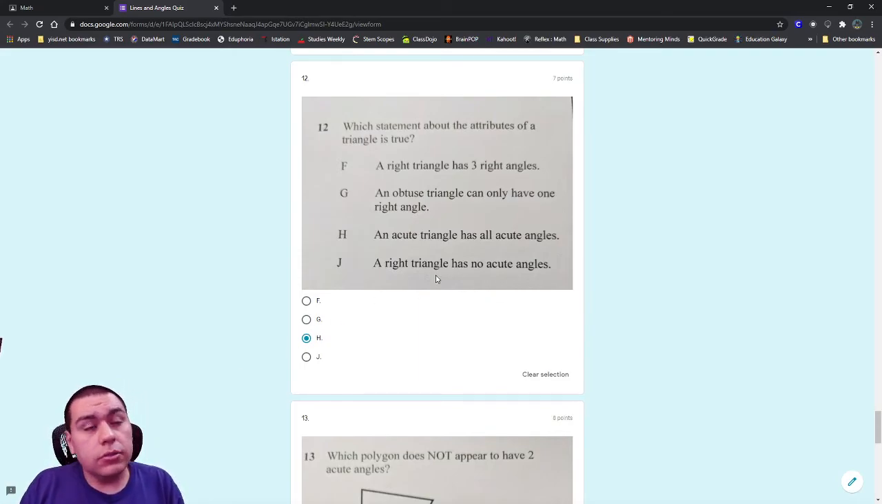And JJ is also false. There is not a single kind of triangle, no matter what, that has no acute angles. There's always going to be two.